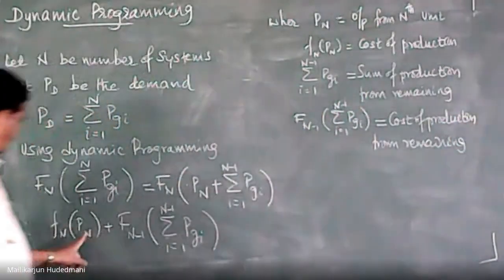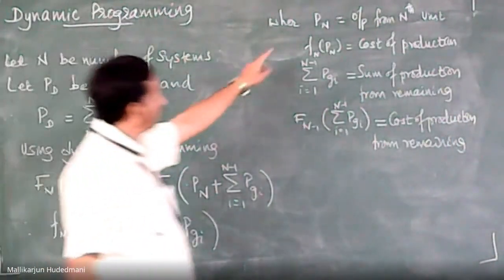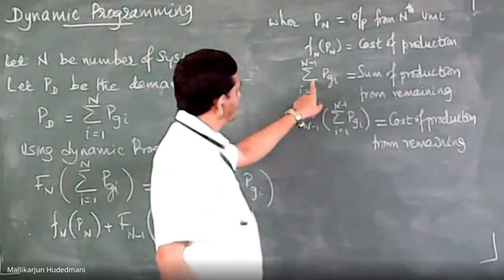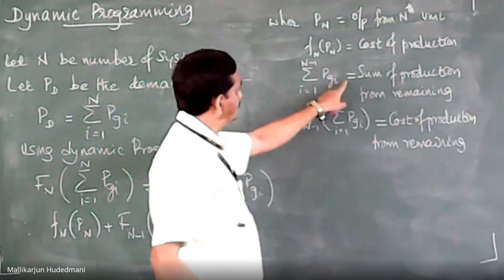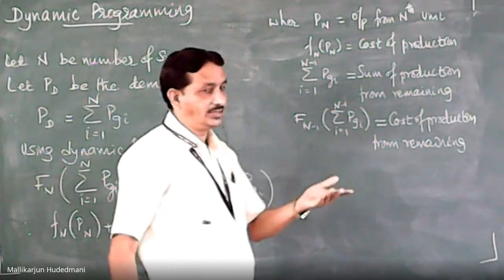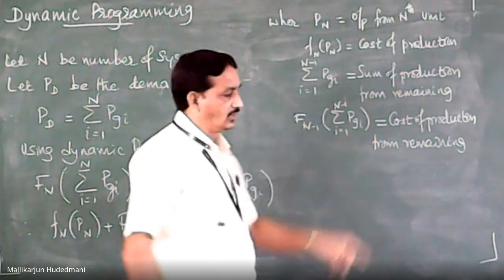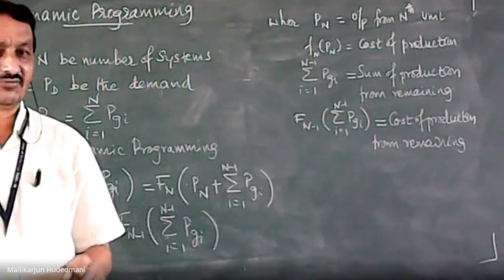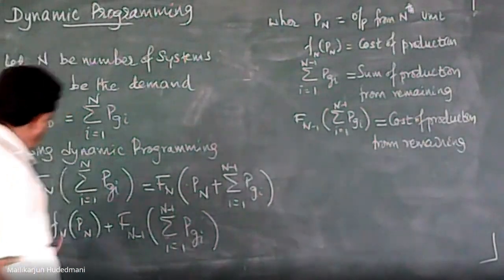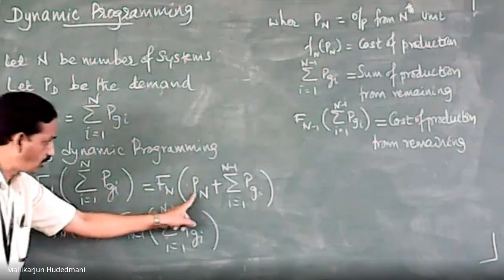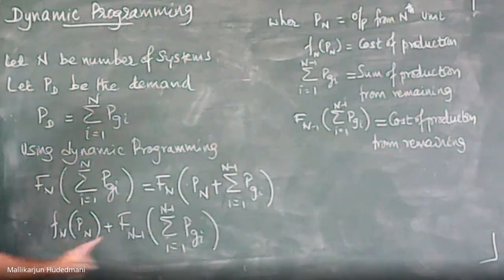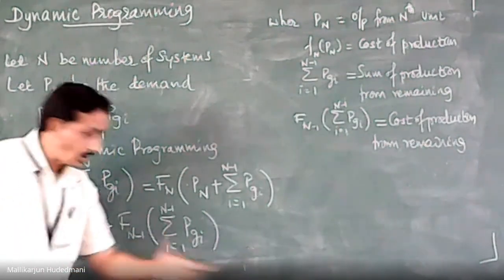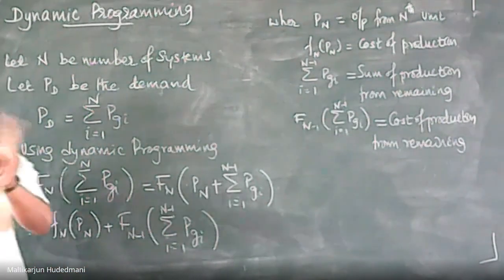That is just whatever I am pronouncing over here, the same thing I am writing. Pn is the megawatt from the nth unit, Fn Pn is the cost of production. Summation Pgi, i equal to 1 to n minus 1, is the sum of the production from the remaining units, whose cost is Fn minus 1. Now you have to identify two notices. Lowercase f I used, uppercase F I used. Lowercase f, when I used it, is that whose production cost I know as my best choice. And capital Fn minus 1 which I wrote, still in the string I have to find the best out of that. Hence this is a discrimination.